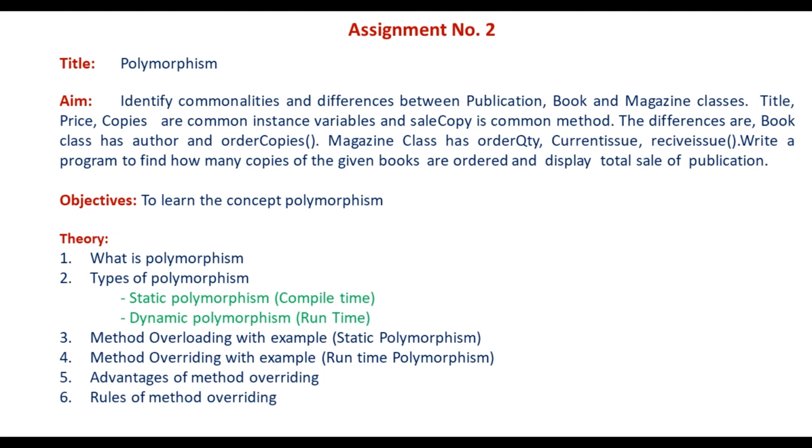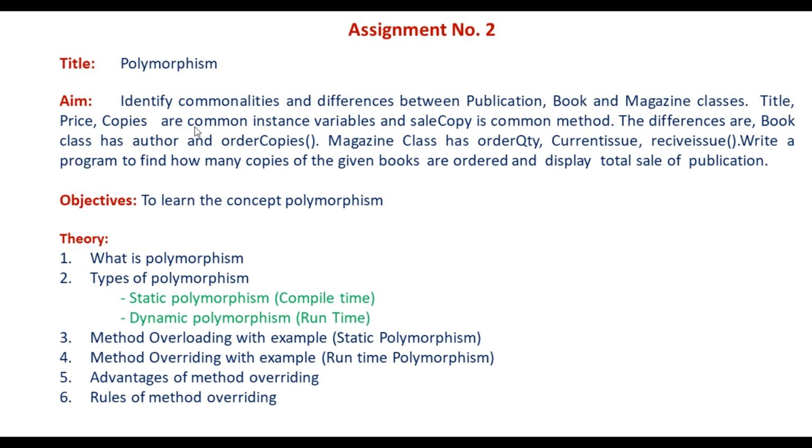In this video, we are going to cover the second practical of object-oriented programming. The title is polymorphism. The statement is to identify commonalities and differences between publication, book and magazine classes. Here, three classes are available: first is publication, then book and magazine.